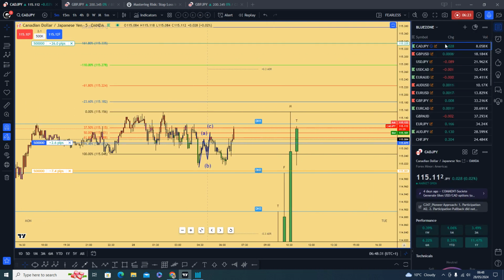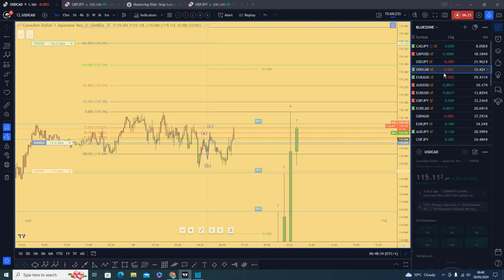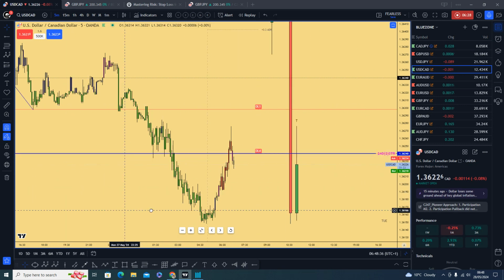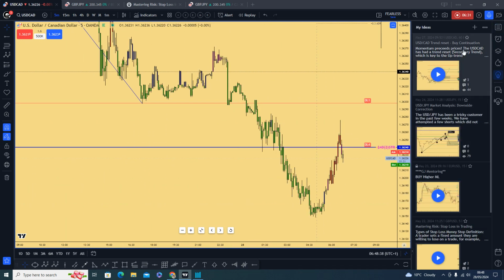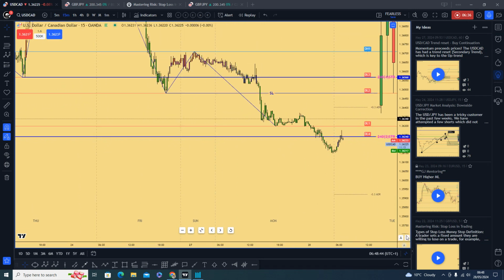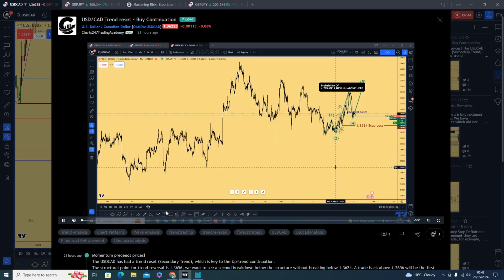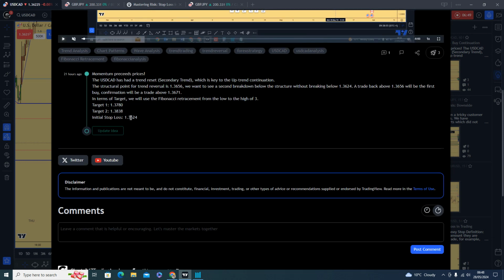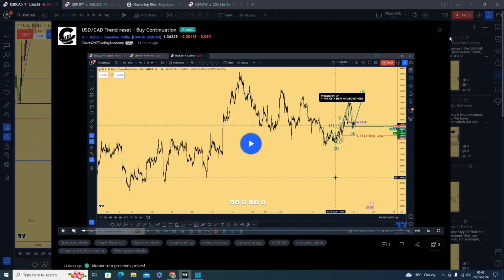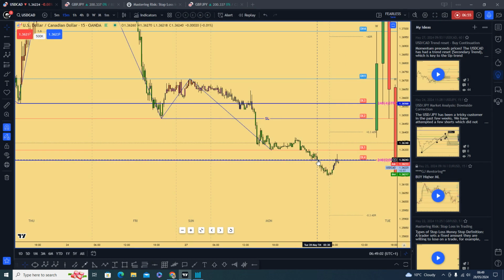So the one that I posted yesterday, I entered the trade early, US dollar Canadian. I posted it yesterday morning. This trade, that trend reset. The trade did not work out the way I was expecting it to work out. We said price should not come below the 136.24. It did trade below it, you can see, and that invalidated this setup basically.